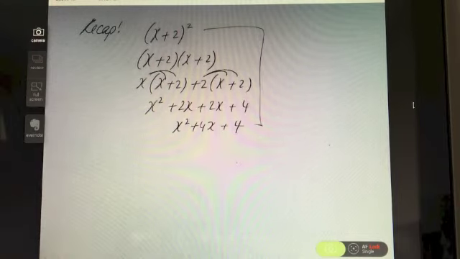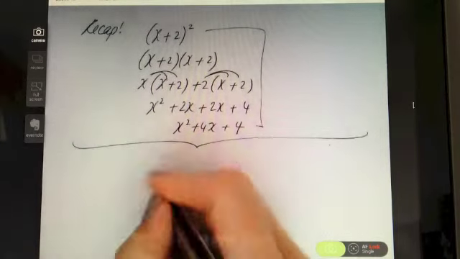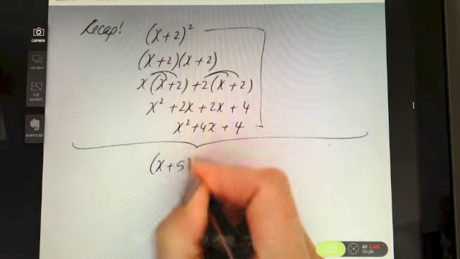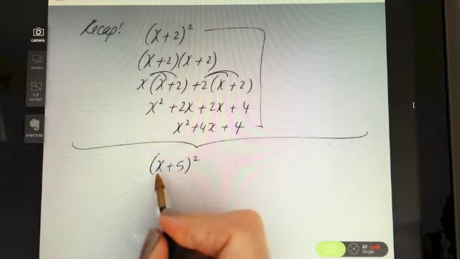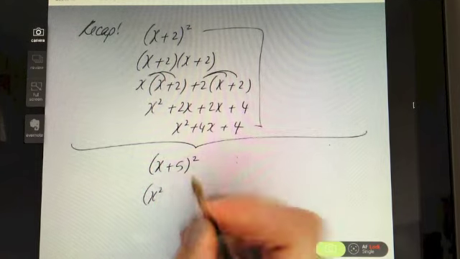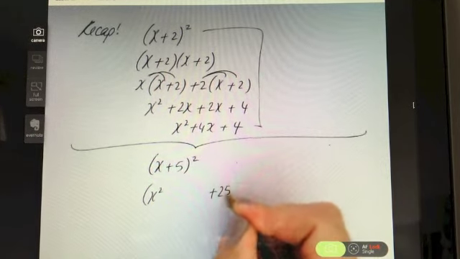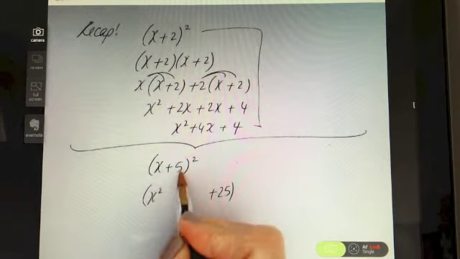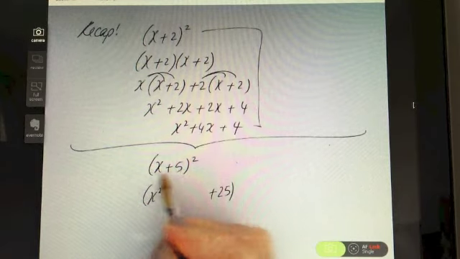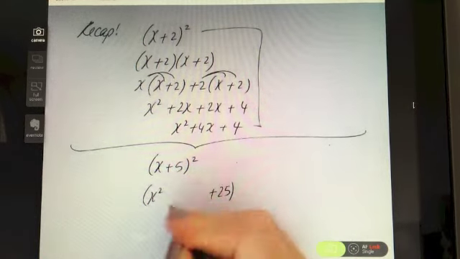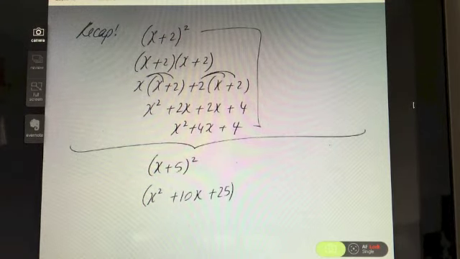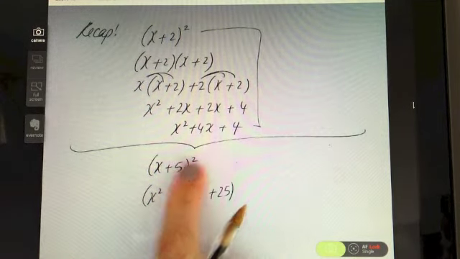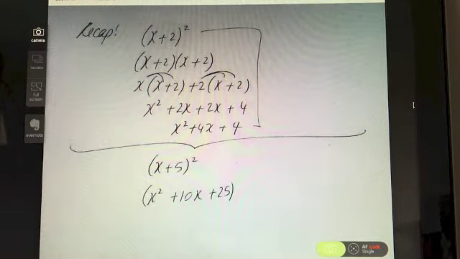Okay? So take the following. x plus 5 all to be squared. Pause the video and expand. So square the first, square the second, and double the product of the 2. Well, the product of the 2 is multiply the 2, 5 times x, double that, and I've got 10x. So x squared plus 10x plus 25 is x plus 5 squared expanded. Okay, let's try another one.